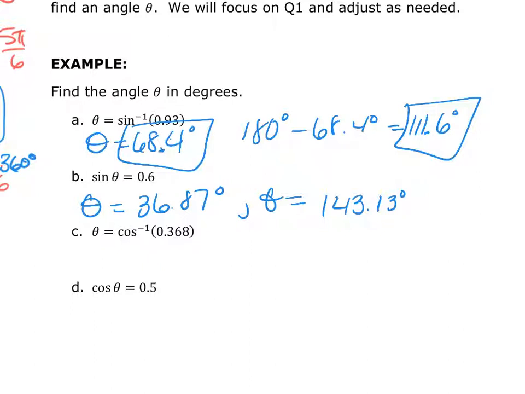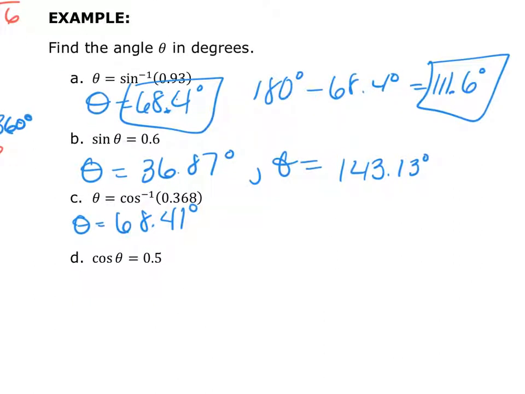Raise your hand if you can give me the cosine inverse of 0.368. Devin, you got one? 68.41. Now, do I have to worry about putting that in quadrant 4? That makes no sense to put it in quadrant 4. Sines I do. Cosines I don't. You all got 68.41? Okay, cool.